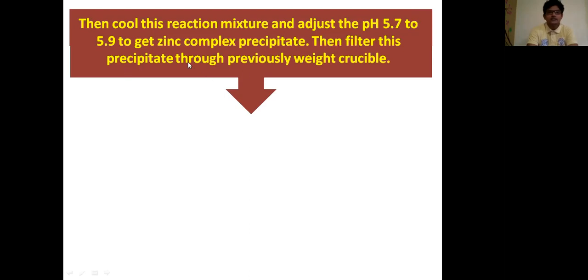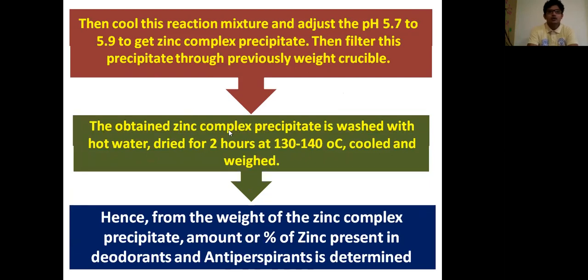Then filter this precipitate through a previously weighed crucible. The obtained zinc complex precipitate is washed with hot water, dried for 2 hours at 130 to 140 degrees centigrade. Then it is cooled and weighed. Hence, from the weight of zinc complex precipitate, the amount or percentage of zinc present in a deodorant and antiperspirant sample can be determined. So here is the detailed procedure for estimation of zinc present in deodorant and antiperspirant sample.